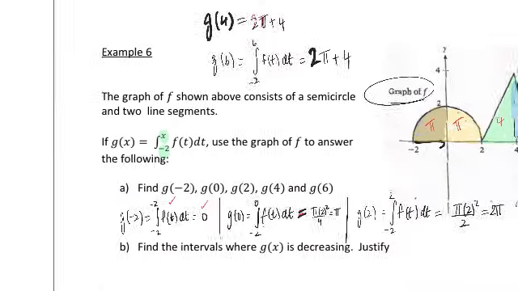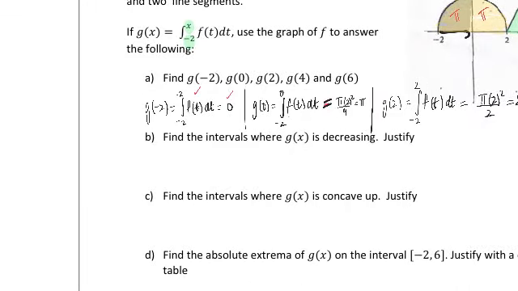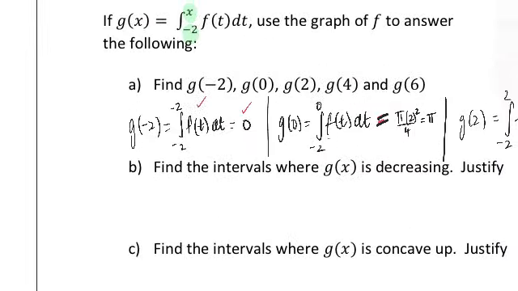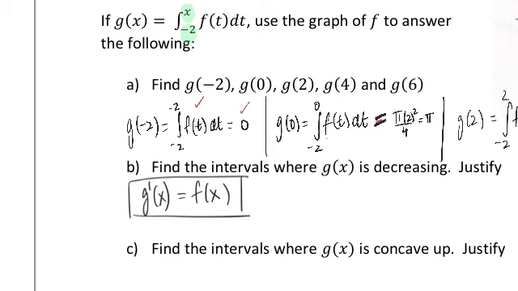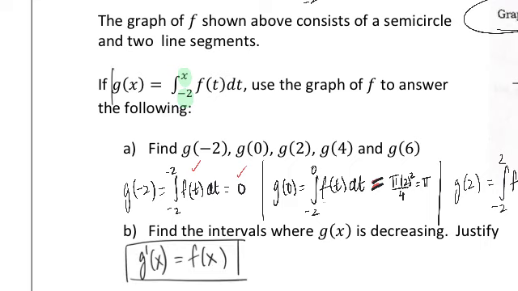Okay, now find the intervals where g is increasing. So this is the place where it's very, very important that you say that g prime of x is equal to f of x. You would need to say this. Say it more than once. Definitely say it. How do I know that? I know that because here's an area function, and so the fundamental theorem tells us that the derivative of this area function is the integrand, right? So g prime of x is equal to f of x.